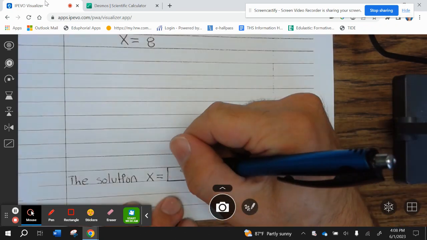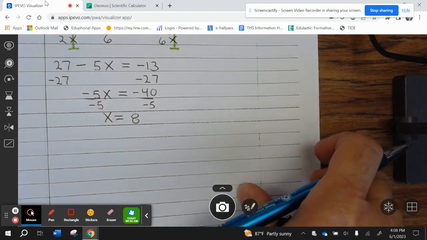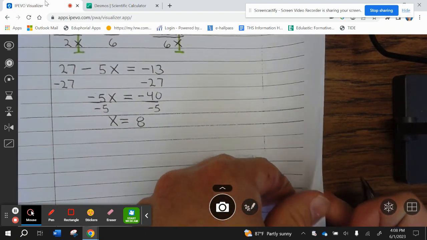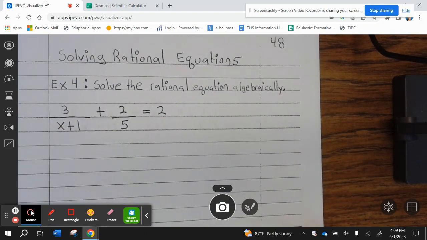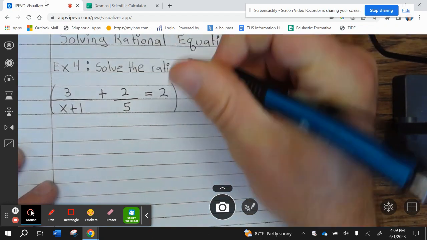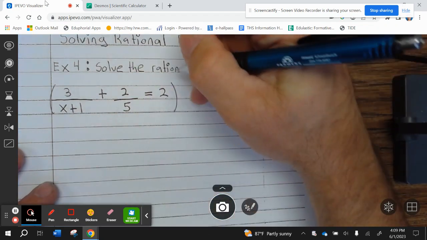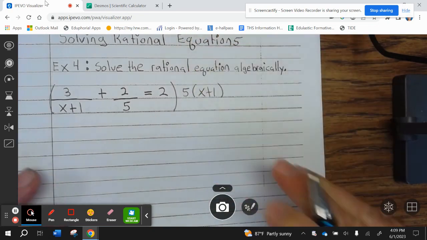So the solution is x equals 8. All right, let's go and take a look at the next example. Example 4, solve the rational equation. So we need to multiply everything by the common denominator. The easiest way to find the common denominator is to multiply the denominators together. So we're going to multiply everything by 5 times (x plus 1).